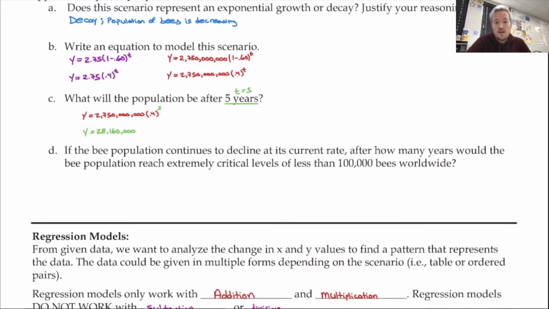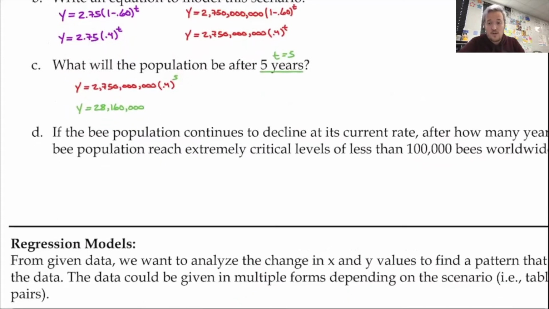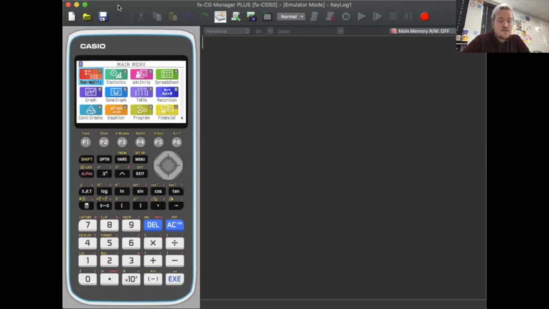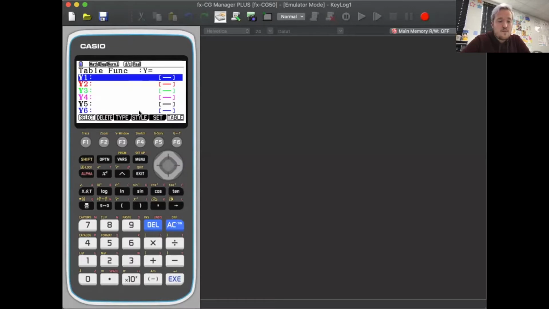All right, so if the bee population continues to decline at its current rate, after how many years would the bee population reach extremely critical levels of less than 100,000 bees worldwide? This is going back and using the table. So let's use the Casio for this part. Let's open that. All right, so here's your Casio. I'm going to go to the table and plug in the function.